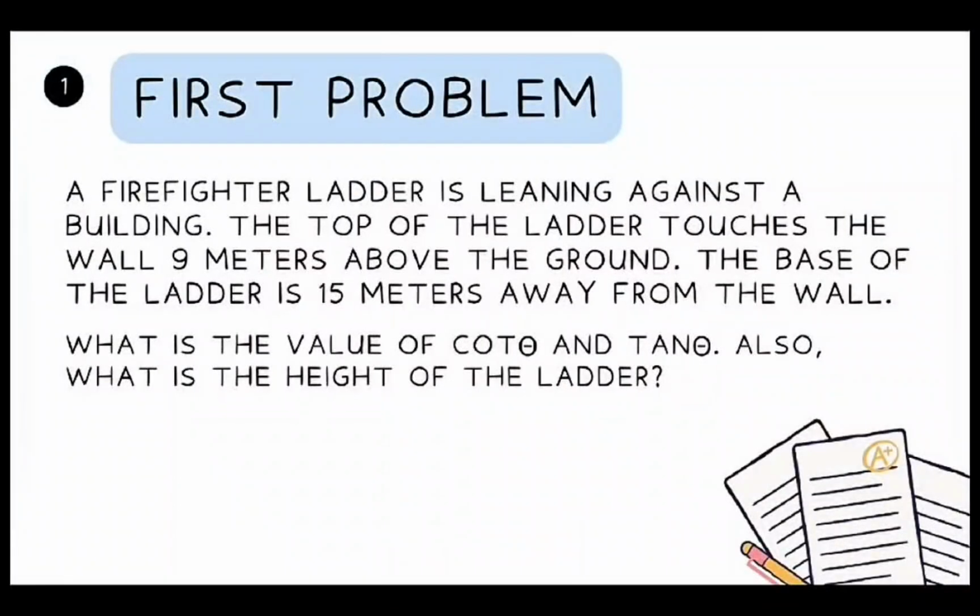So, let us start with this problem. A firefighter ladder is leaning against a building. The top of the ladder touches the wall 9 meters above the ground. The base of the ladder is 15 meters away from the wall. By knowing what trigonometric identities are, we'll easily answer this problem. So let us try this problem.